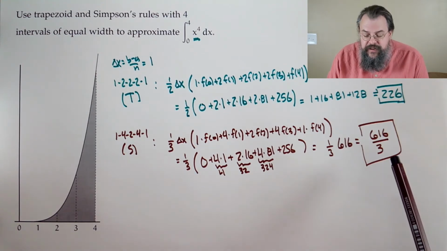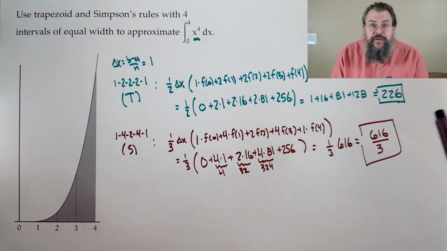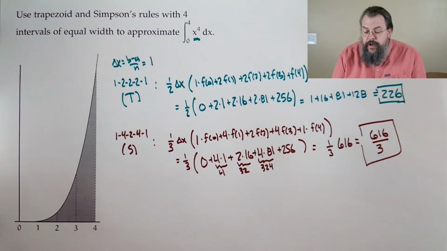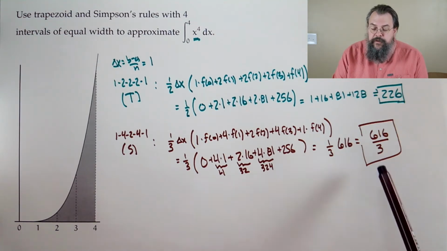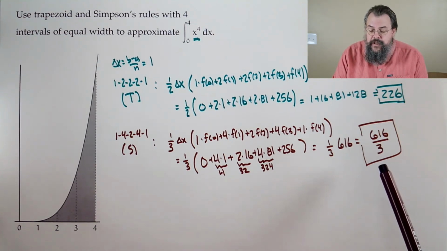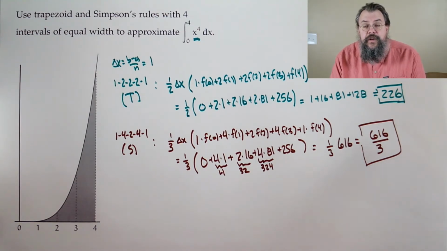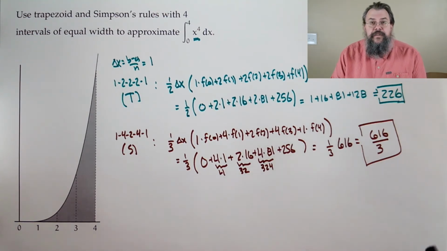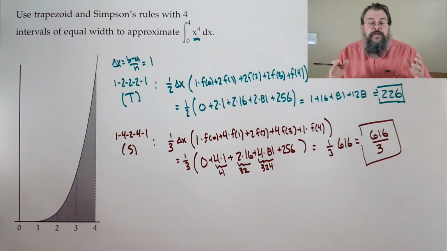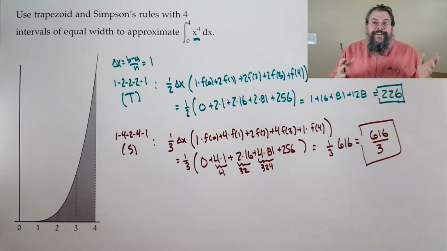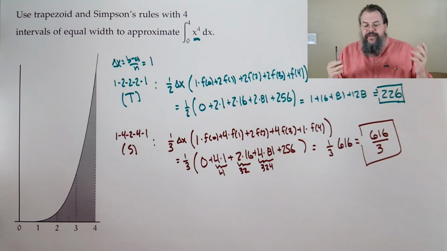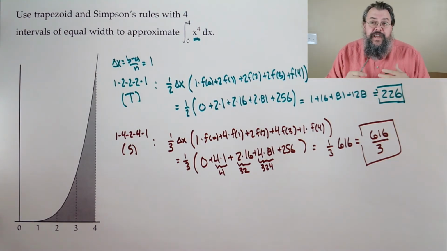Is 616 divided by 3 close to 226? Well, 600 divided by 3 would be like 200. And if you look, to do a little bit more, this is 205.33333. That's not so far off from 226. You know, they're within less than 10%. And we would expect there to be error. So we're not surprised that they're not super close because we didn't take very many subdivisions.